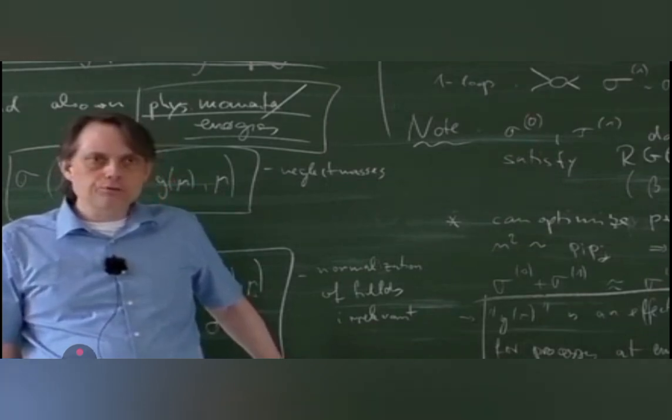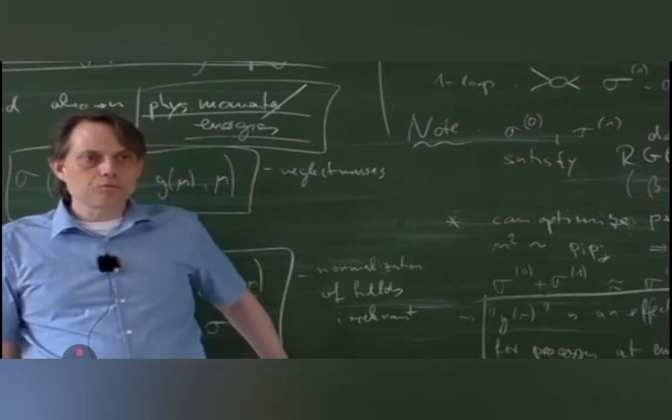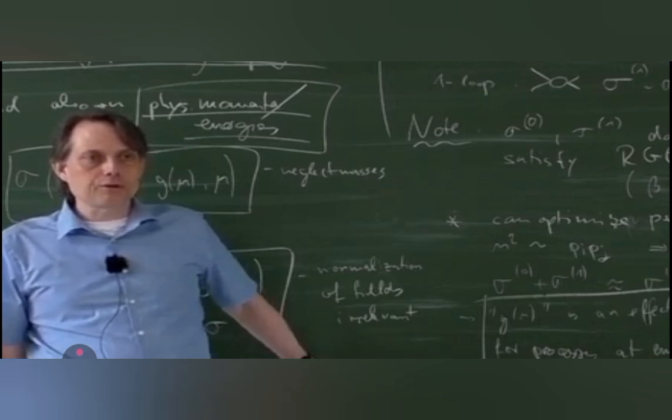Because dm by d log mu is given by gamma. That's it. So that is the definition of the running. So the running is unique.